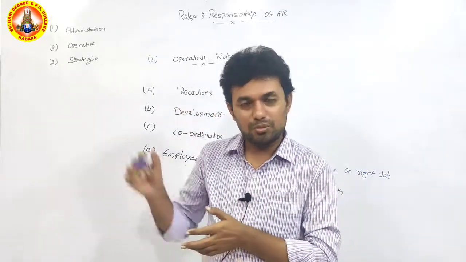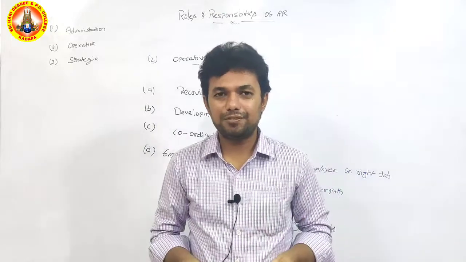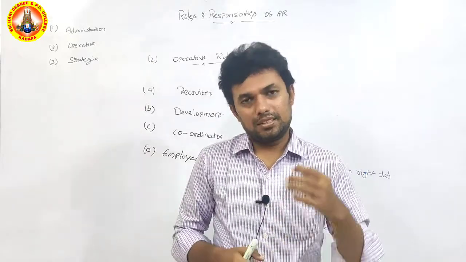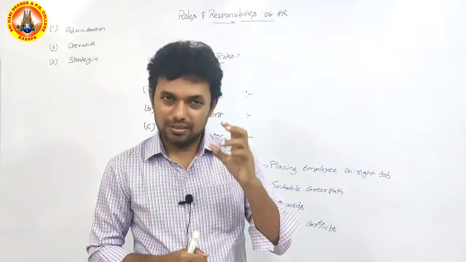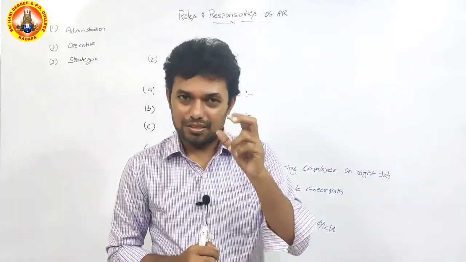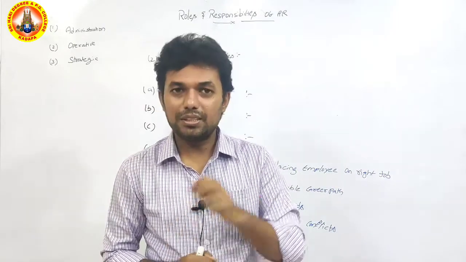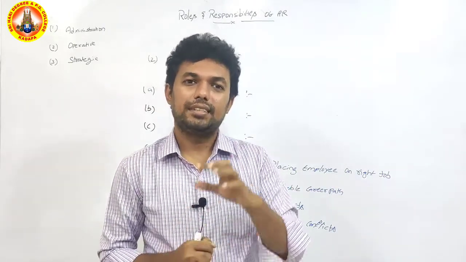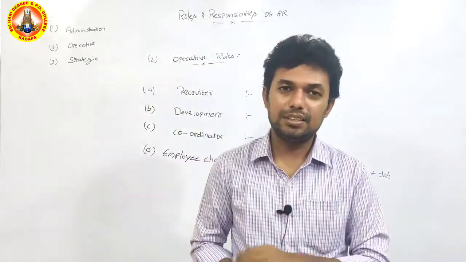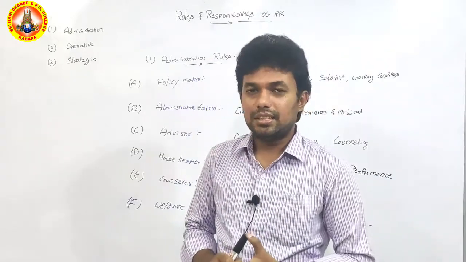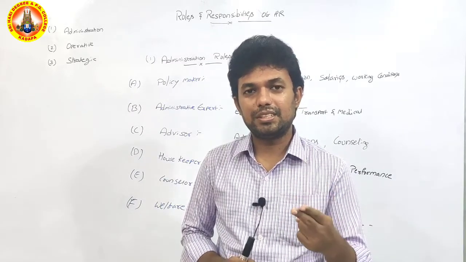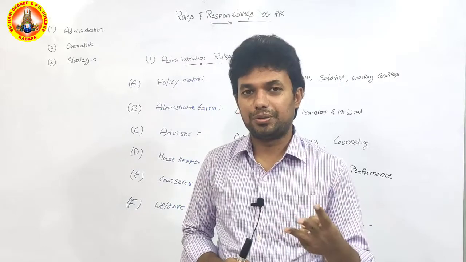Before explaining these three roles, what is the meaning of roles of HR? Meaning of role: the way in which someone is involved in an activity and how much influence they have on it. Here the HR department plays three kinds of roles. First is administration roles, second is strategic, and third is operative roles.